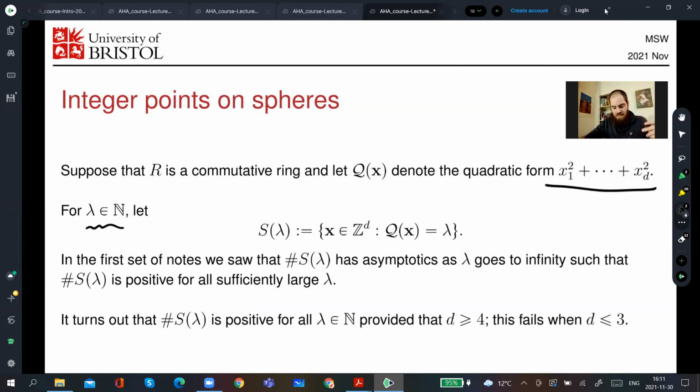But we're always going to stick to the case where we have 5 or more dimensions, where we have some asymptotics for this, which is that.